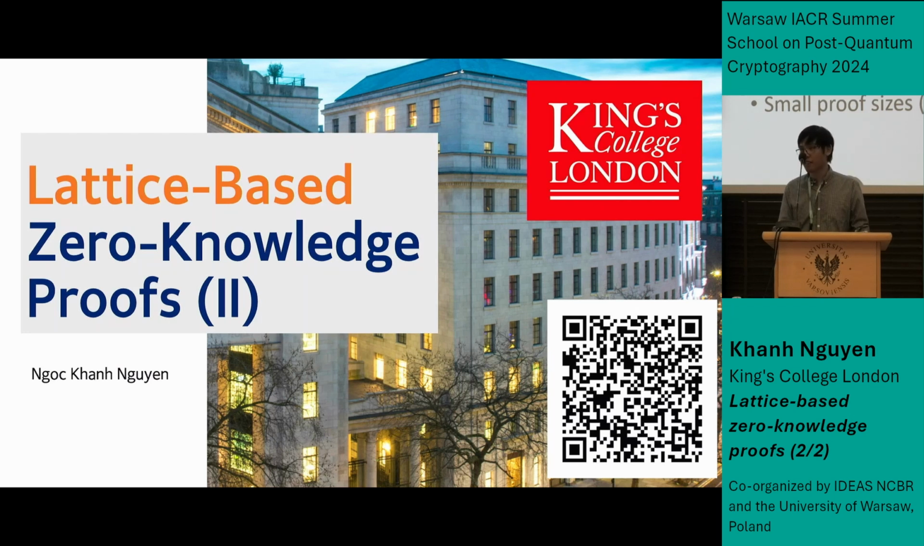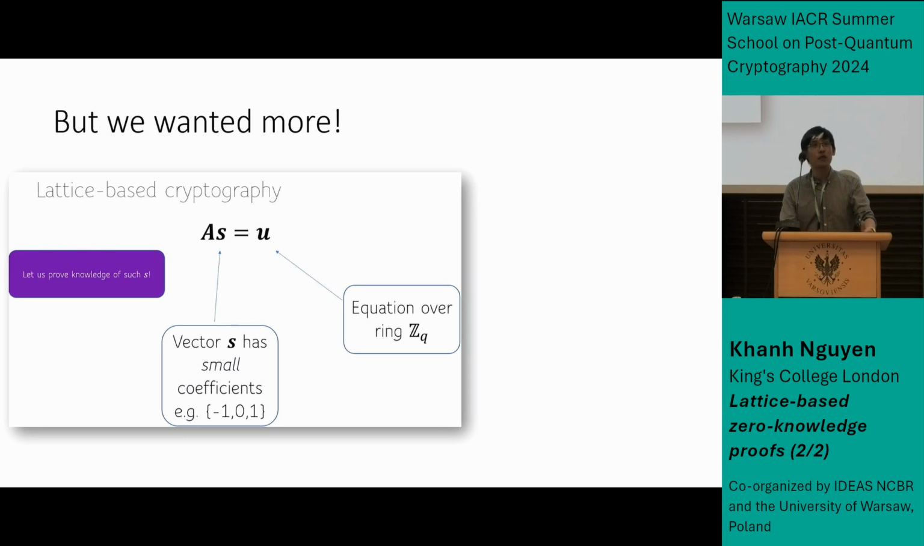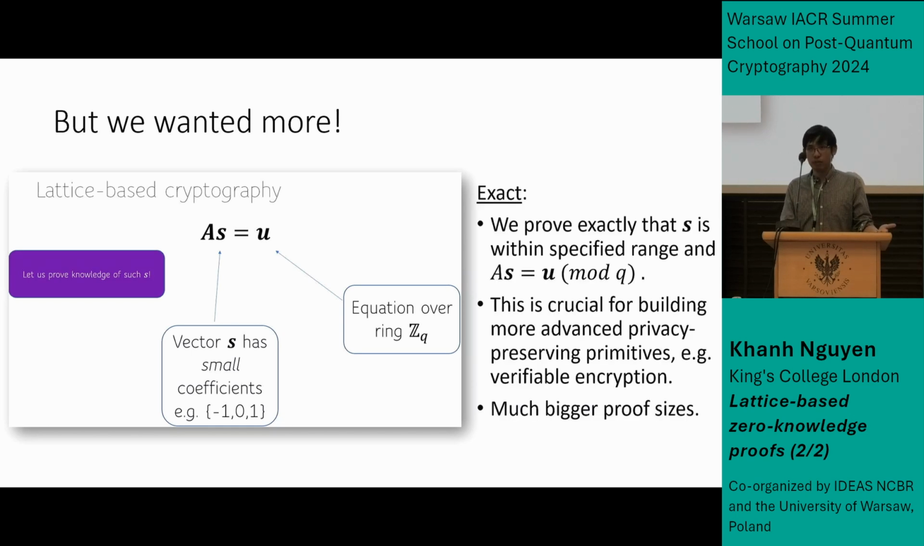Okay, so this part of the talk is about what we wanted to do at the very beginning. So at the very beginning, we wanted to prove statements like AS is equal to U, S has ternary coefficients, and this equation is over integers, over ZQ. Okay, so it's not over the polynomial ring, but it's over ZQ. So how can we do that? And why is it interesting? So we want to prove exactly.